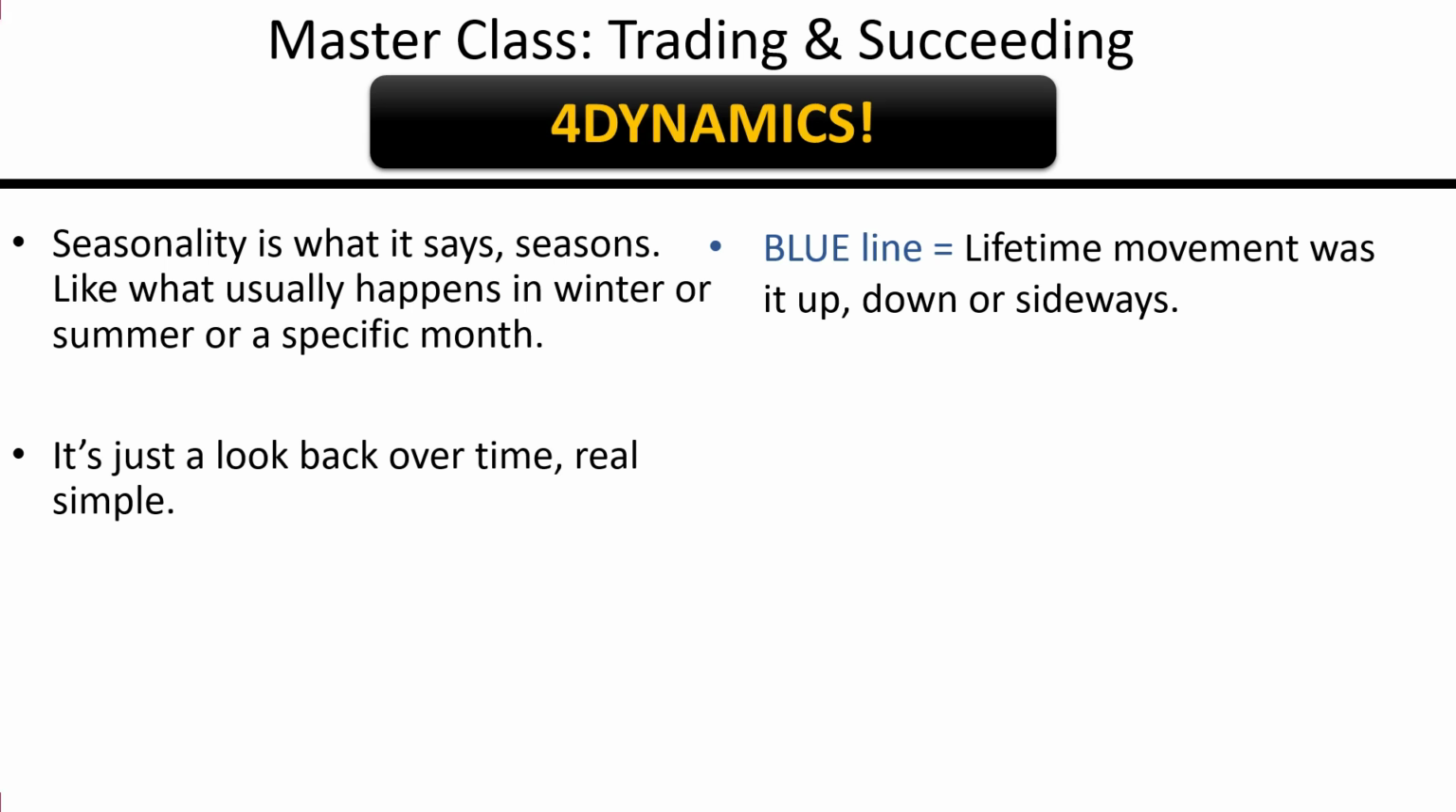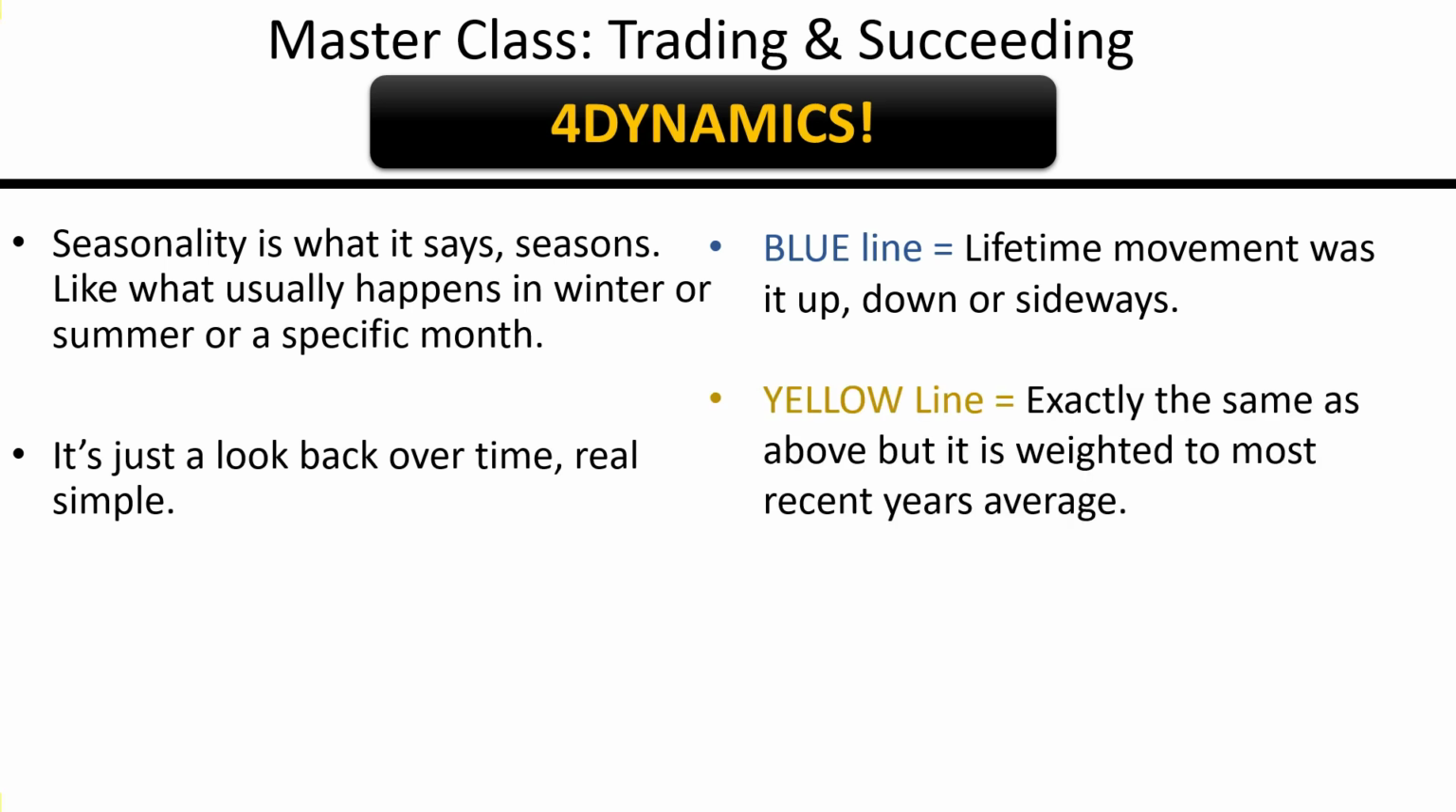The blue line on the chart, I'm just telling you now because I'll go on there in a moment and explain, represents its lifetime movement. So did it go up? Did it go down? Was it sideways? And the yellow line is exactly the same, but it's more weighted to the most recent years. As opposed to the blue line being the complete history of what it did in its lifetime, the yellow line is really: what did you do last year? What did you do the year before that? More weighted to that, okay?